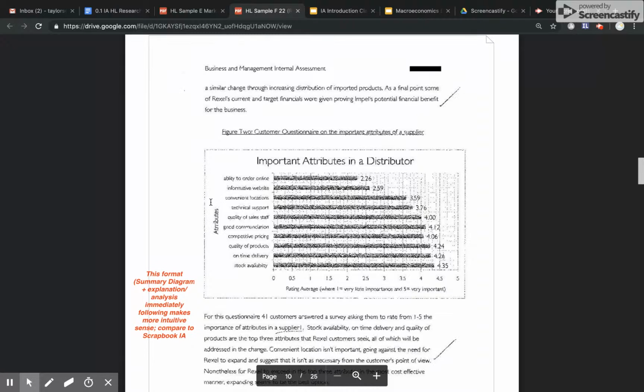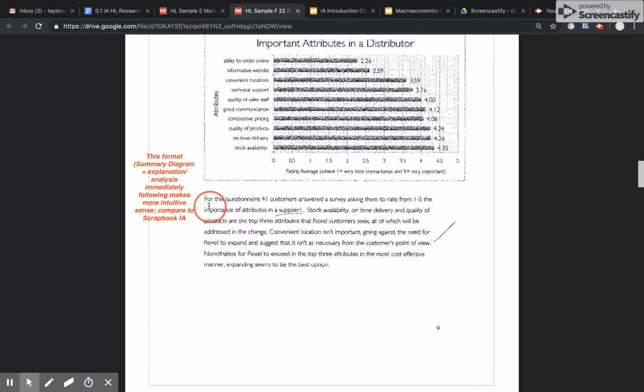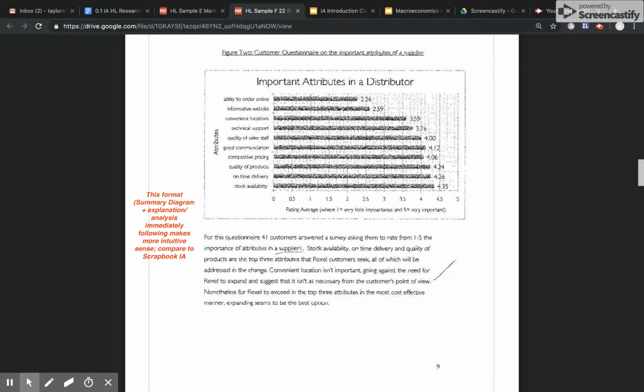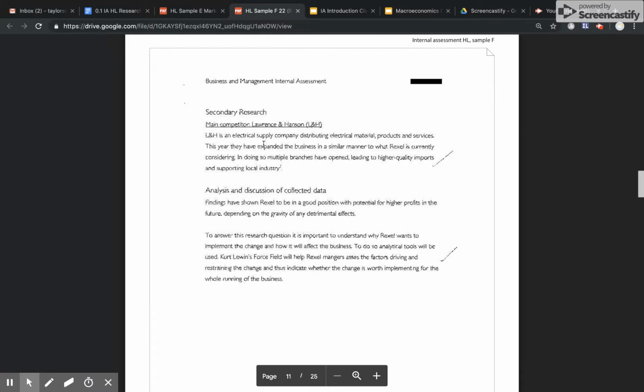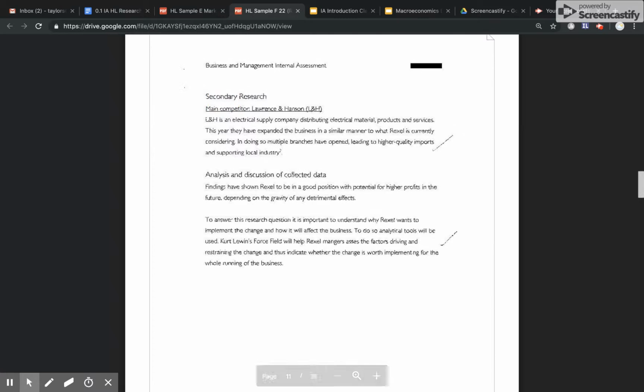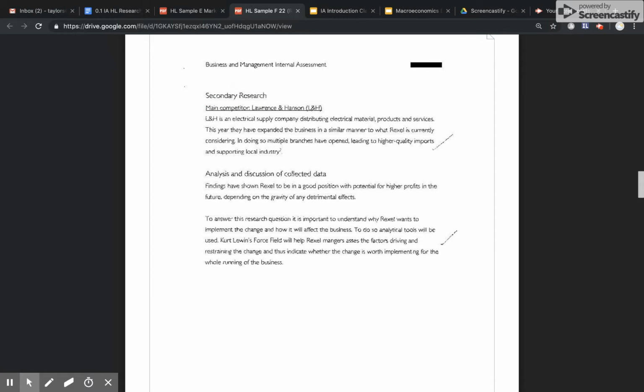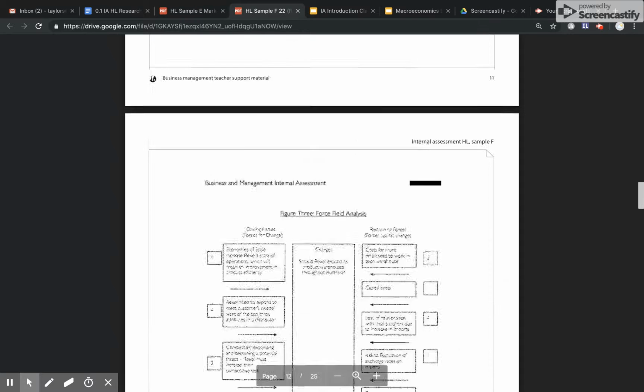And I also like how this IA presents the data, the summary of the data, in a chart form typically, and then they present their analysis of the data immediately following. So it's very easy for the reader to look back up at the data and then go back to the analysis and go back and forth as they need to, instead of needing to scroll through a long document. Secondary research, what they got from parties outside of the company.